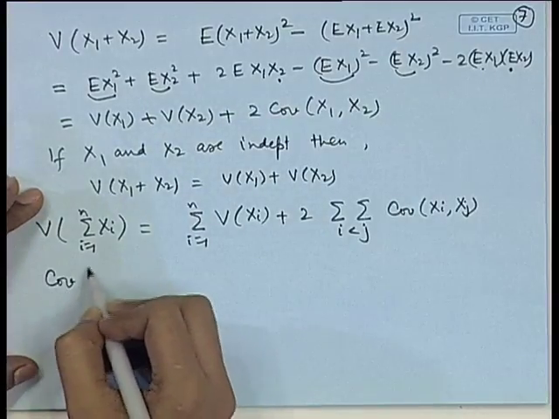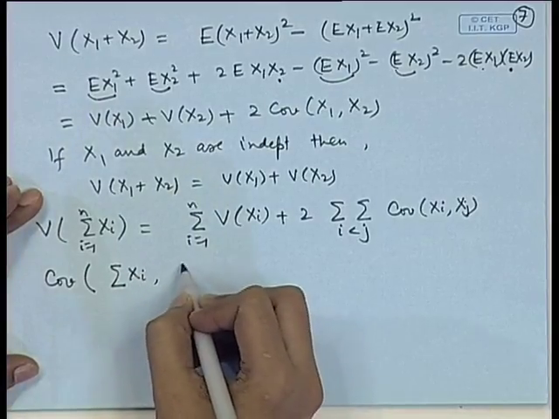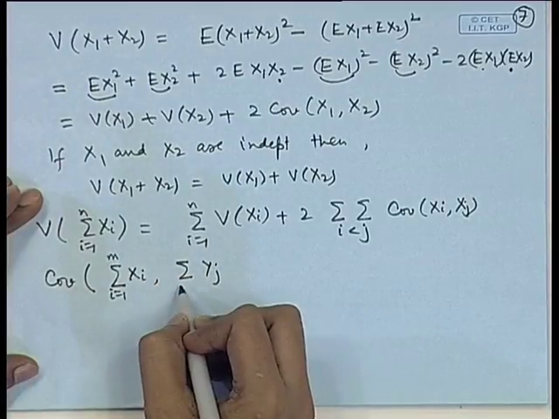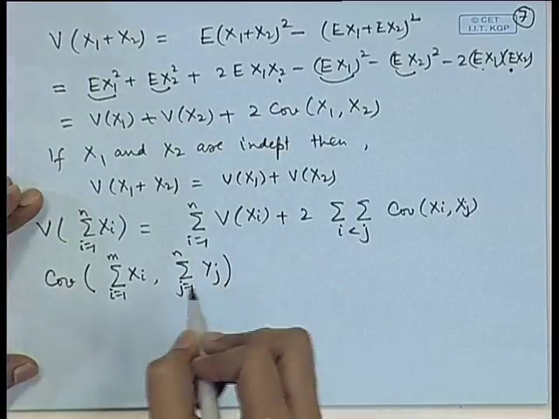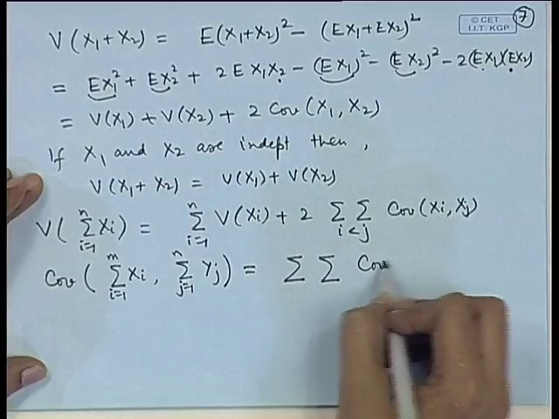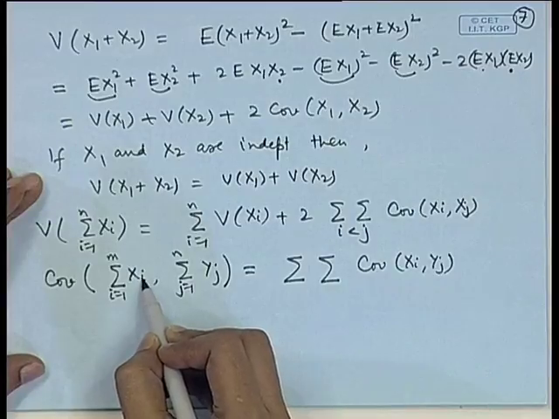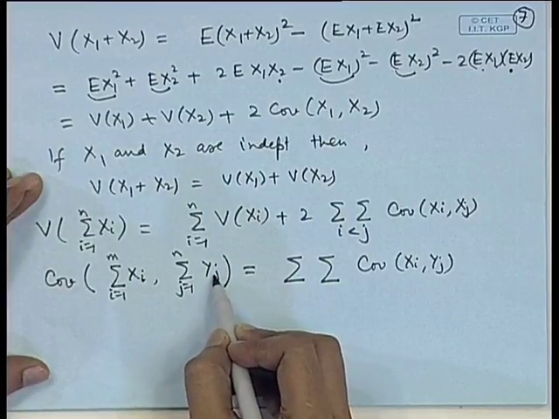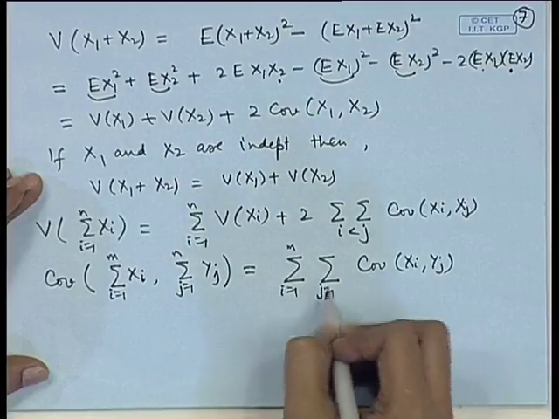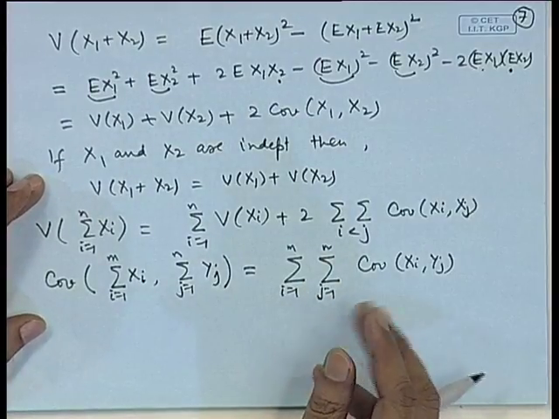We can also have a general formula for the covariance of a sum with another sum. Say this is i equal to 1 to m, and this is j equal to 1 to n. Then this is equal to the double summation of covariance of x i y j. That means the covariance of each term in the first summation is taken with each term in the second. These properties are quite useful in the calculation of the moments of the sums of distributions.